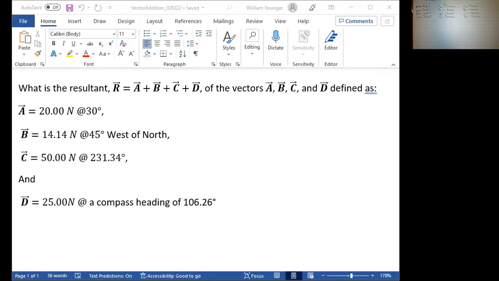But since it's 45, we expect both to be equal. And that was exactly what we got. We got bx was negative 10 and by was positive 10. Now let's look at c.